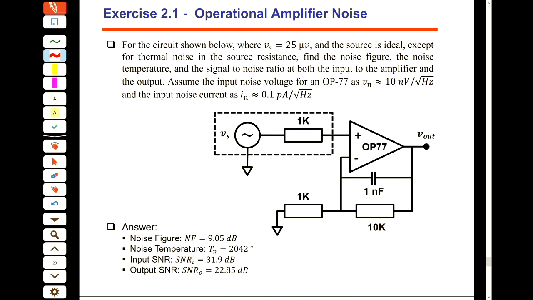So in this question, we say that we have amplifier OP77, okay? And then, as I told you, in the op amps, the values for the input referred voltage and input referred current noise sources are given. So I mean, you can simply model this op amp as noiseless and then put two sources at the input. One voltage source, Vn, and one current source, In. Okay?